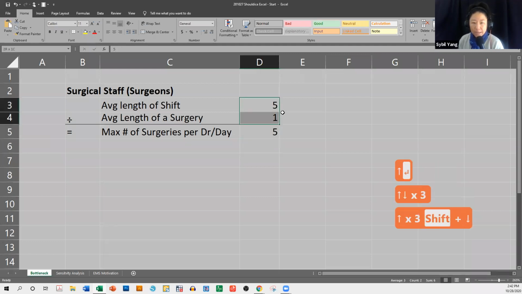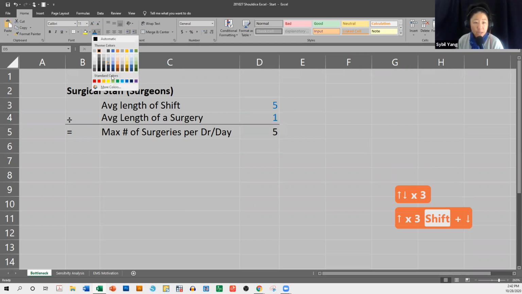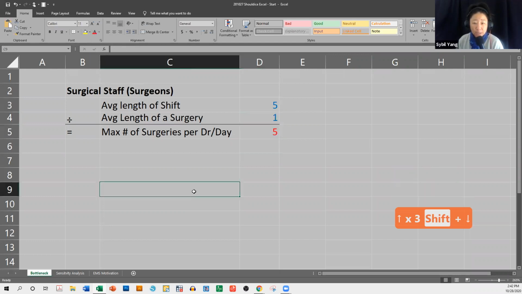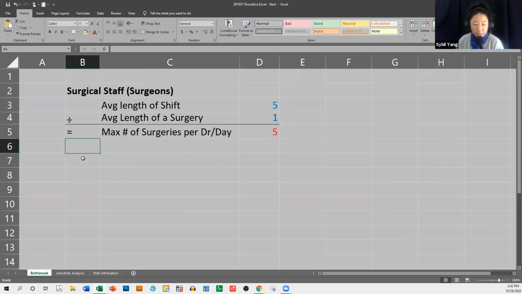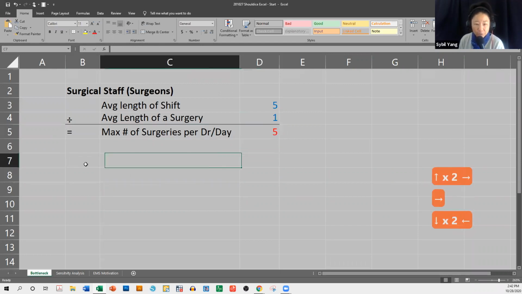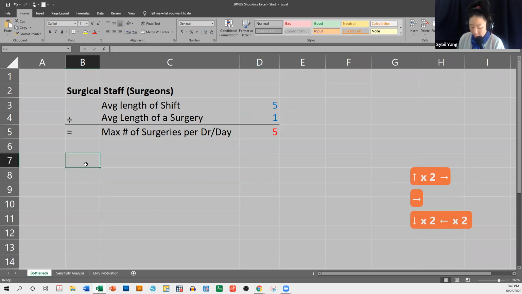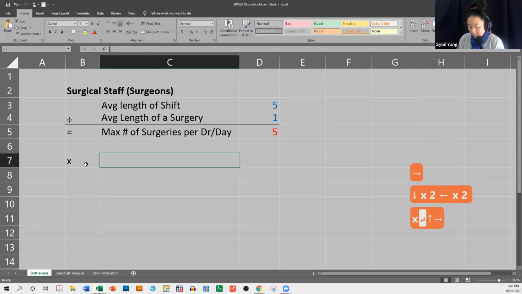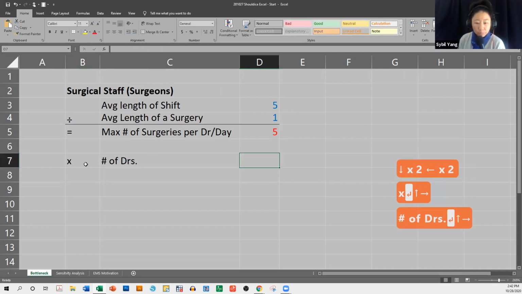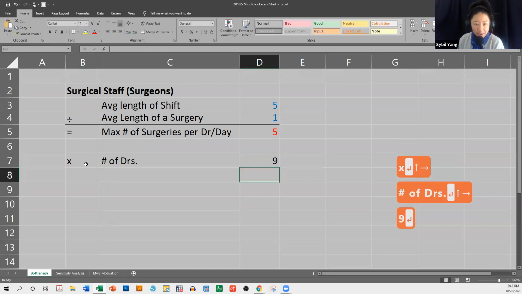So I'm going to go ahead and make these blue because they're assumptions, and I'm going to make this red since it's a calculation. Okay. So if this is the maximum number of surgeries per doctor per day, our doctors are doing 5 surgeries per day. We want to multiply it by the number of doctors. And I do believe from the case, we have about 9.